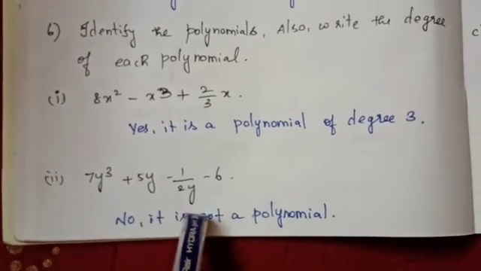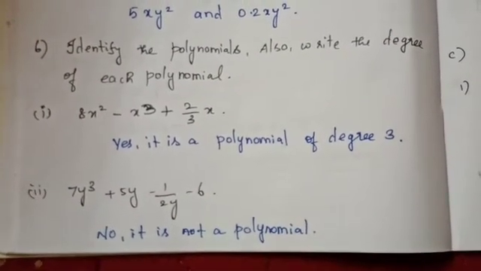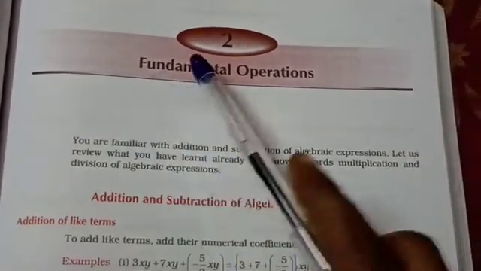So this is a model of this sixth sum. The remaining two sums, you take as homework. Do the sums, children.